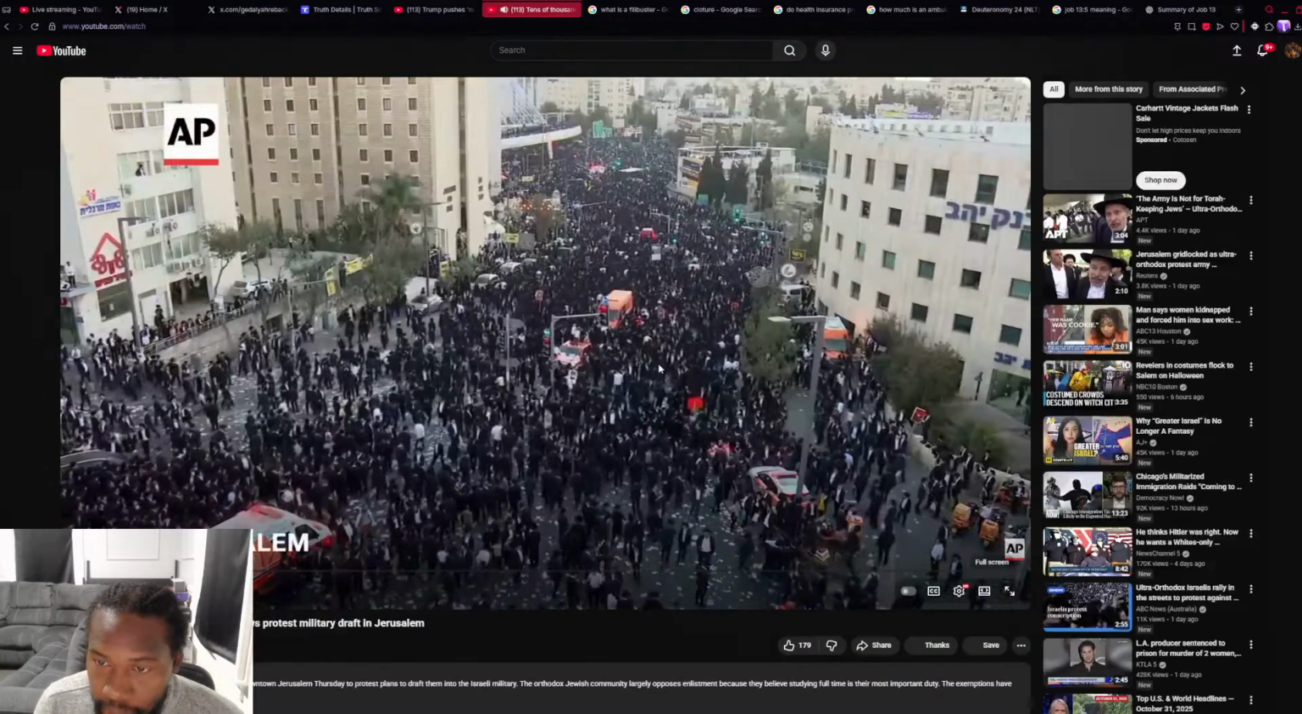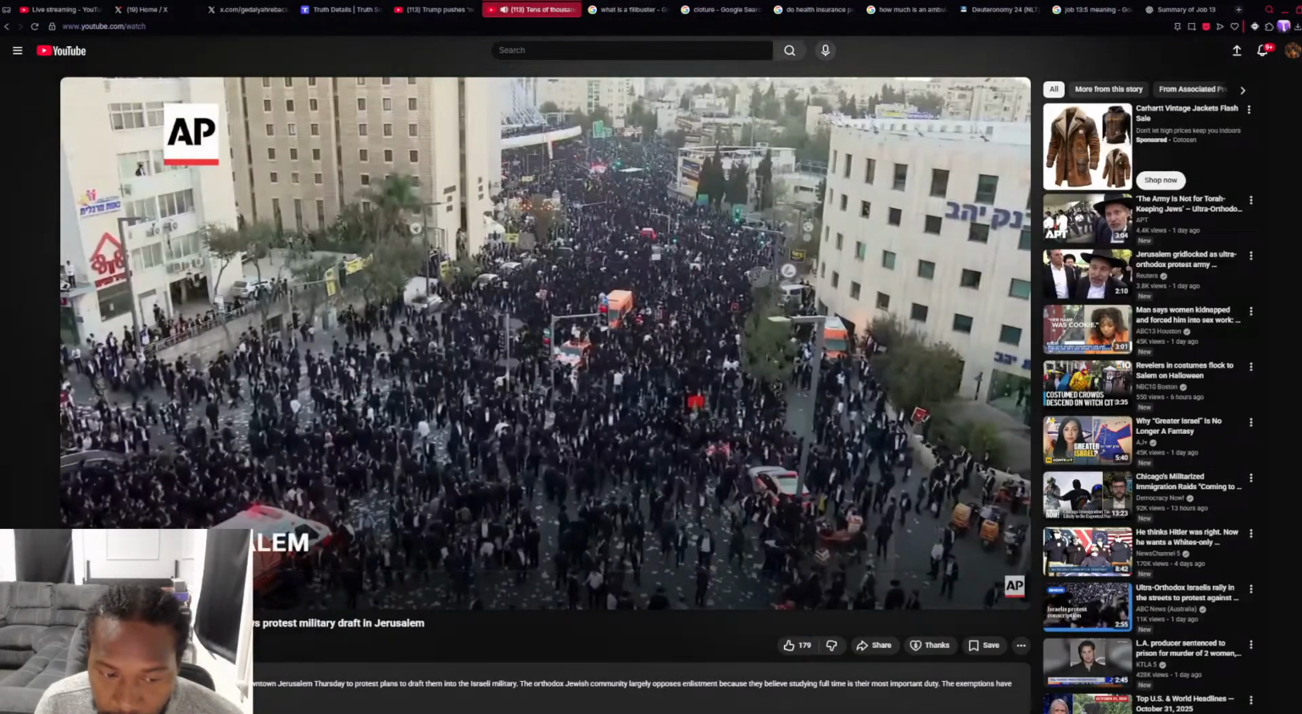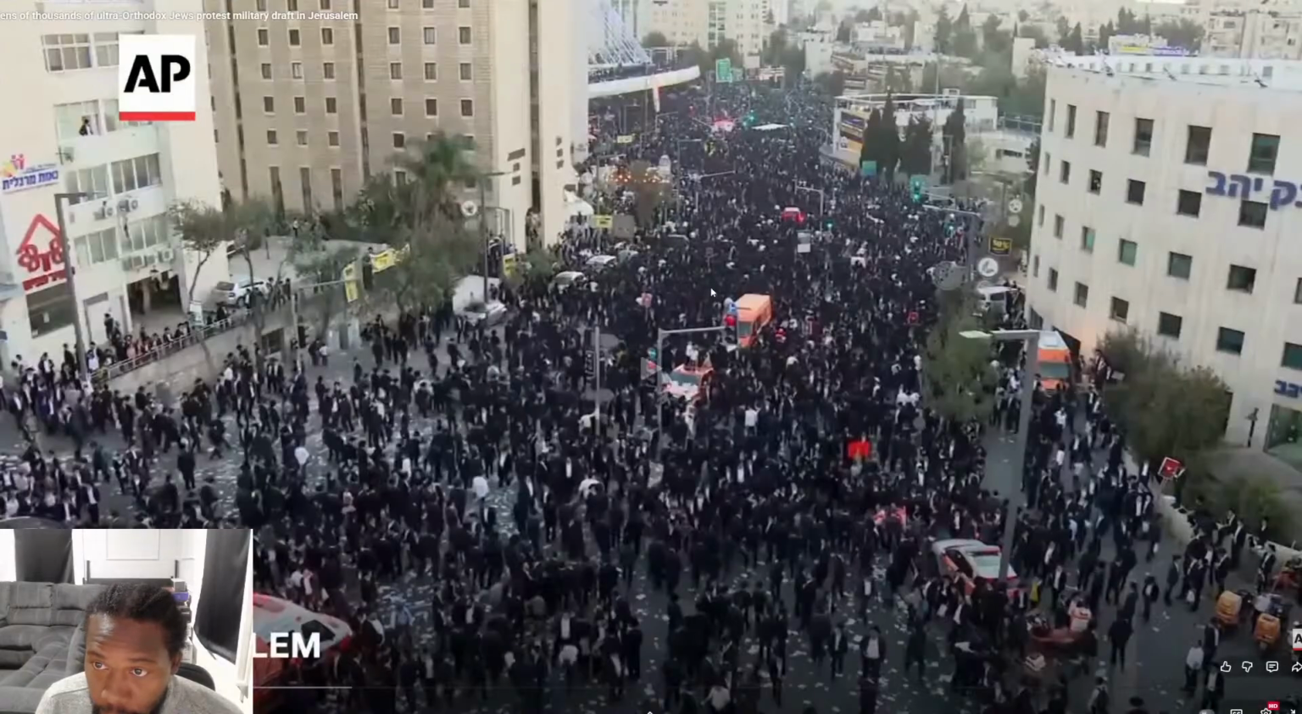I want to see this. It says tens of thousands of ultra-Orthodox Jews protest military draft in Jerusalem, and that's coming here to America too.